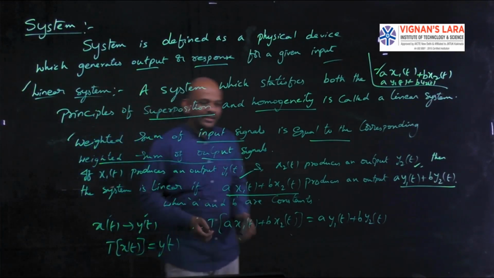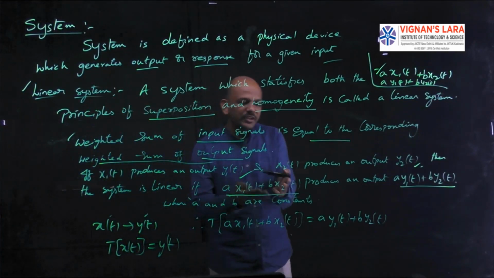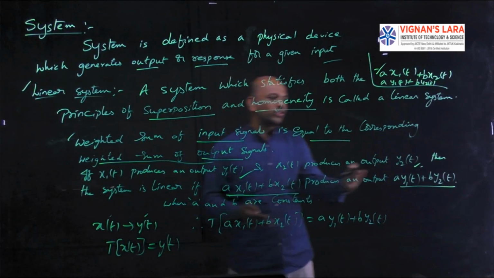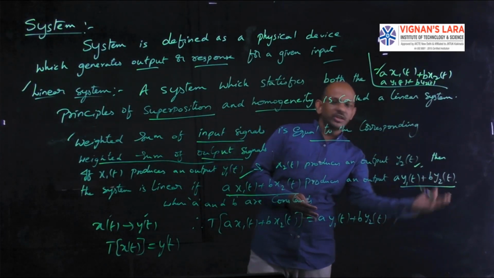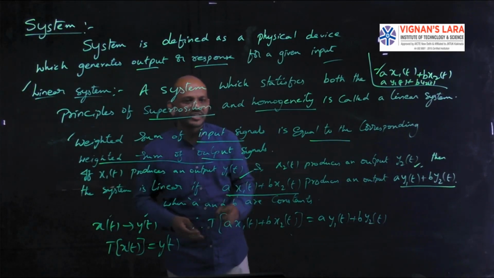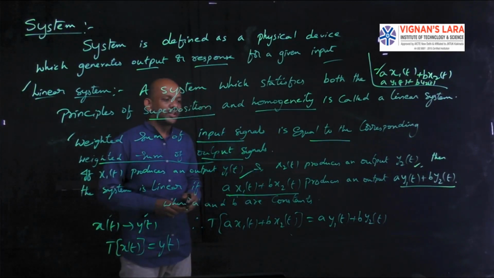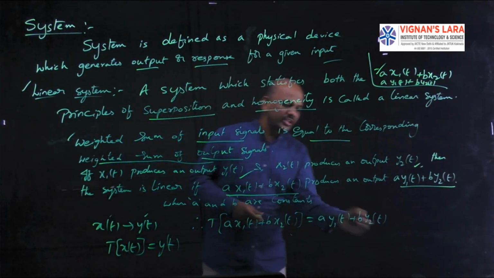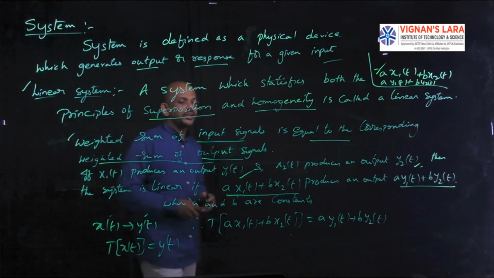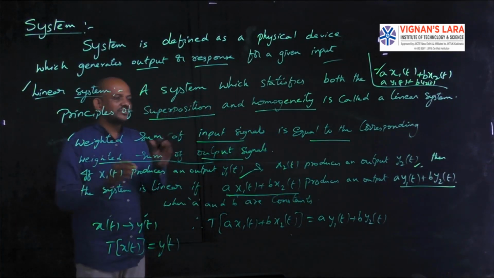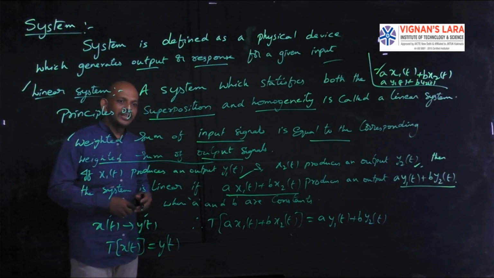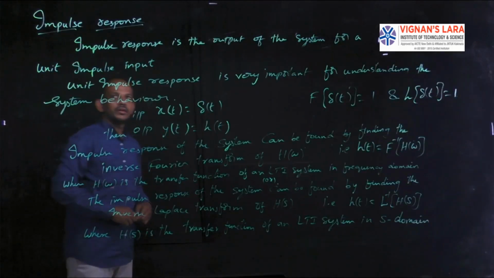In the same way, here the input is a into x1 of t plus b into x2 of t. It is producing an output a into y1 of t plus b into y2 of t. So the transformed version of a into x1 of t plus b into x2 of t will produce an output a into y1 of t plus b into y2 of t. So this is a simple explanation about the linear system. Okay. So next I will go on to the impulse response.